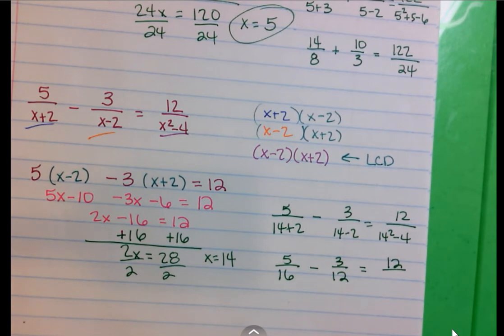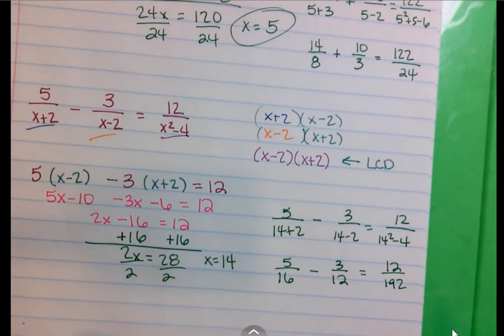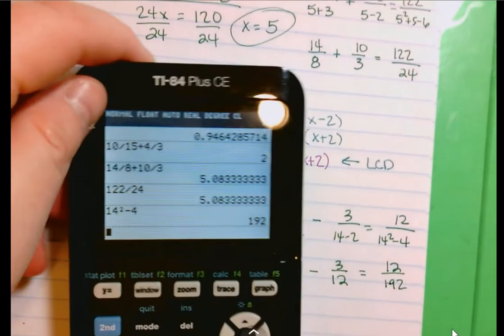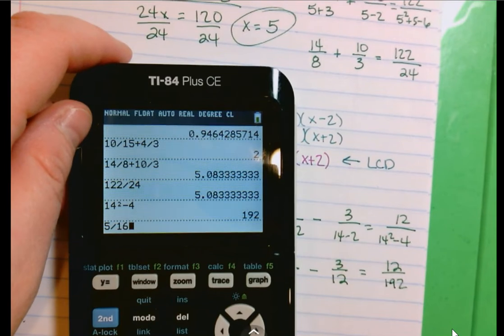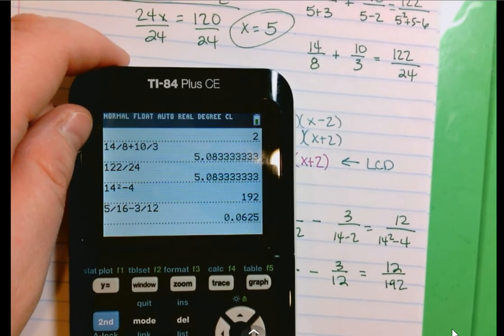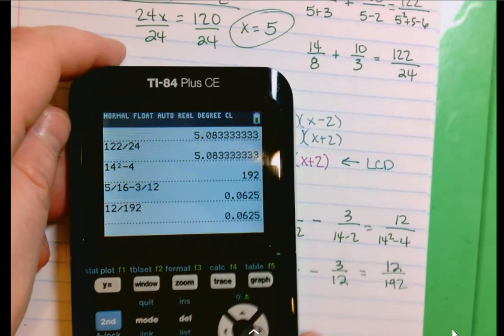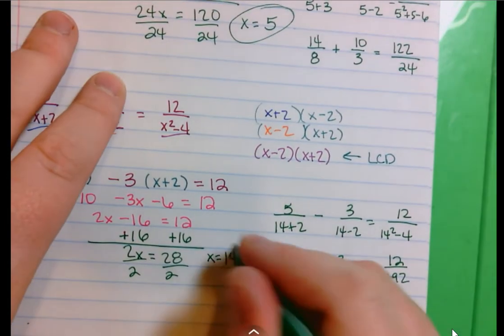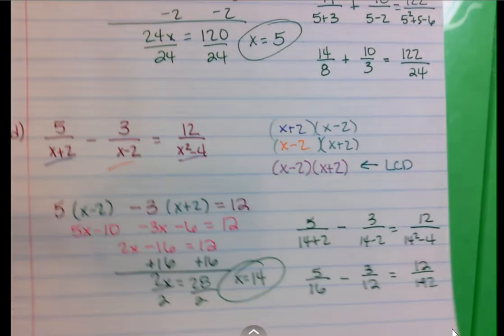14 squared minus 4 is 192. So in my calculator, I'm going to take 5 divided by 16 minus 3 divided by 12, enter, and then take 12 divided by 192. They equal the same thing, so I know my answer. Alright, moving on to the next one.